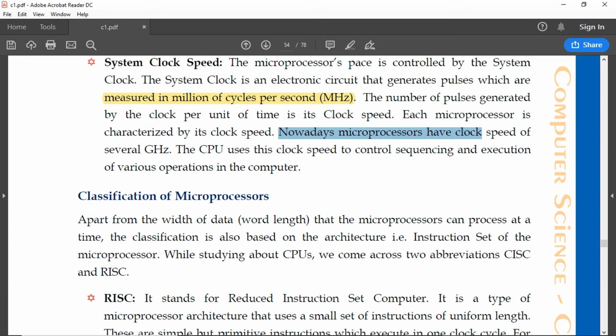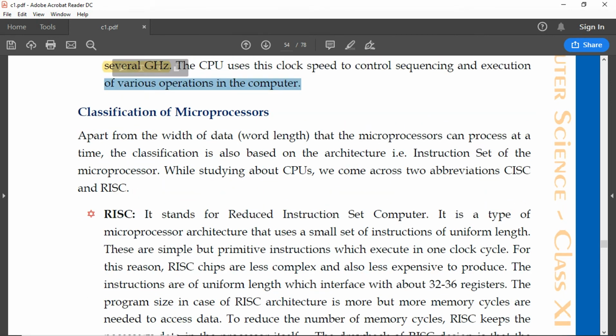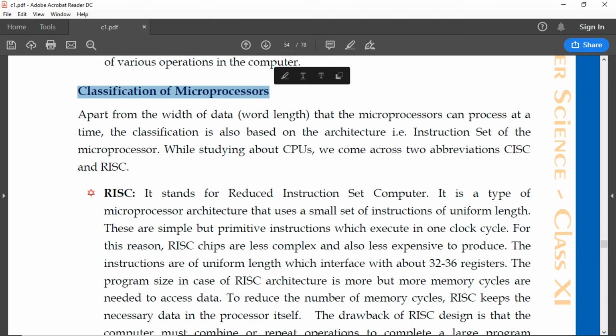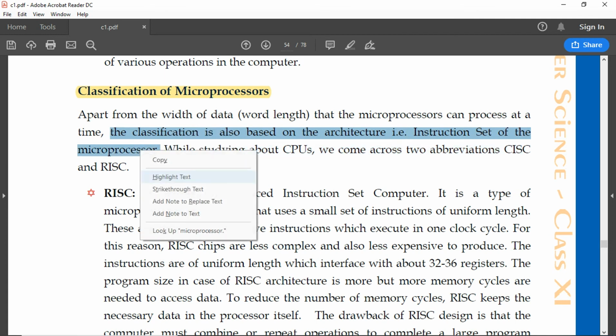Nowadays microprocessors have clock speed of several GHz. The CPU uses this clock speed to control sequencing and execution of various operations in the computer. Classification of microprocessors. Apart from the width of data, word length, that the microprocessors can process at a time, the classification is also based on the architecture, i.e. instruction set of the microprocessor.